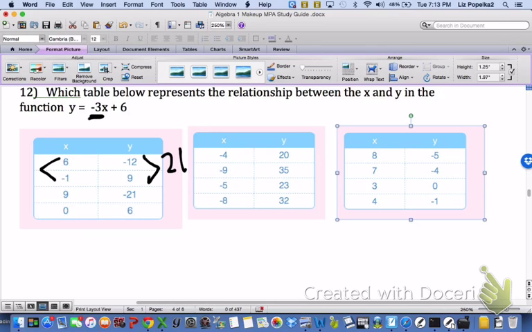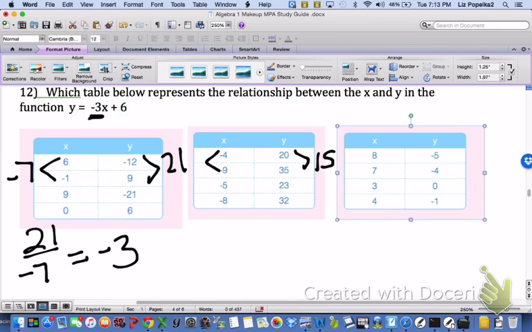My change in x from 6 down to negative 1 is a decrease of 7. Remember, rate of change is your change in your y values over your change in your x values. So 21 over negative 7 gives me a negative 3. Oh, I think I found our rate of change. Let's just double check really quickly and look at the other two to make sure. So from 20 to 35, we're going up by 15. From negative 4 down to negative 9, we are going down 5.